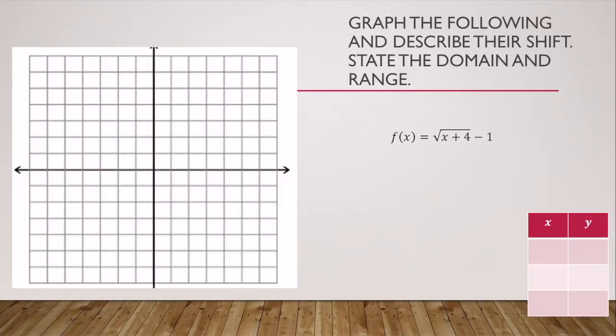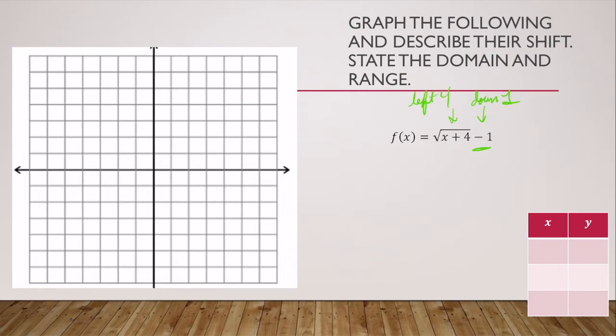So let's go ahead and bring everything together. I want us to describe the shift and state the domain and range. So let's look at this. This is my constant, so this is going to be shifted down 1, because this affects my vertical shift. And I add 4, which means instead of going in the positive direction, I go in the negative, so it's going to be to the left 4.